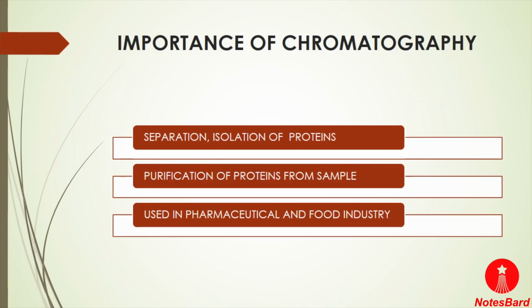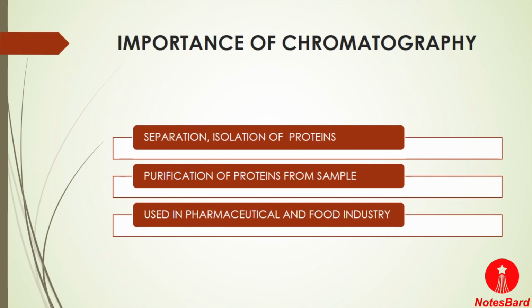Now let's discuss the importance of chromatography. This method is very important and widely used to separate and isolate different molecules. In the field of molecular biology, chromatography is used to separate and isolate different types of proteins and other biomolecules from the sample, and it is also used for the purification of proteins from a sample having different types of biomolecules.